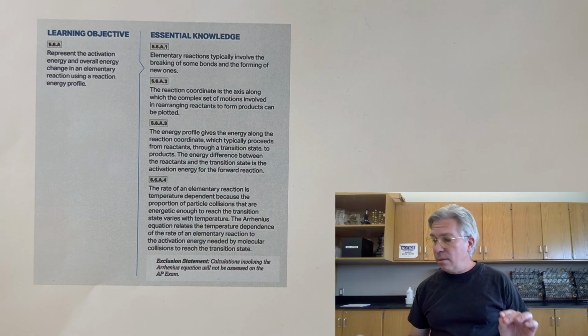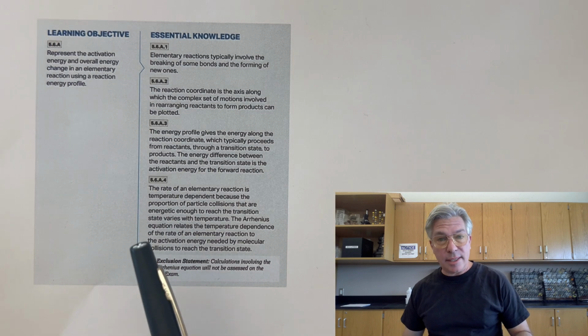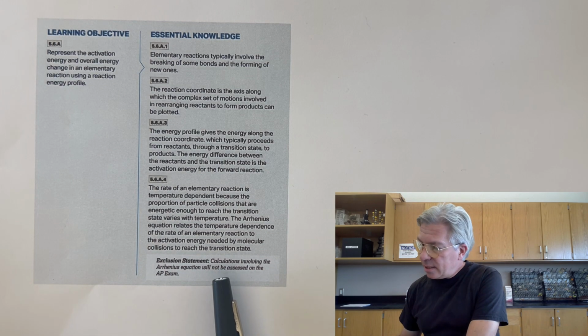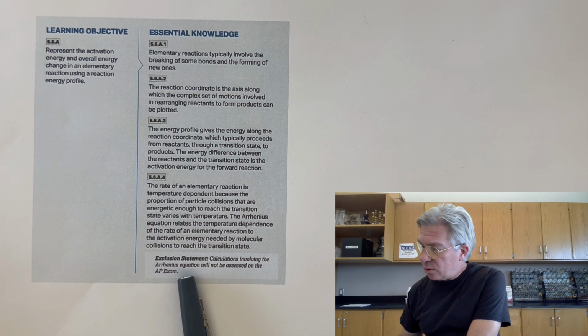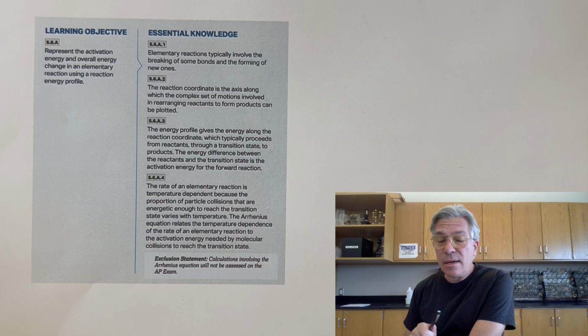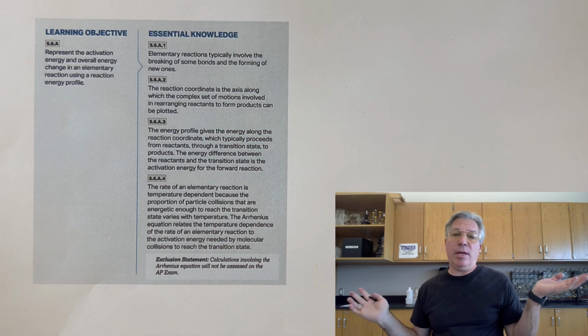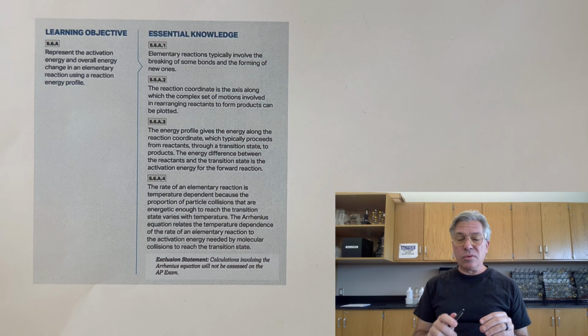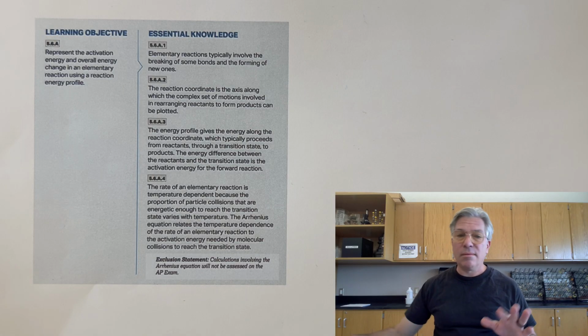I just want to note, before we get into the problems at the end of the video here, that there is an exclusion statement. It says calculations involving the Arrhenius equation will not be assessed on the AP exam. It used to be, but now it's not anymore. So you might be thinking, well, great, why do I have to worry about this? Well, the concept is going to be on the exam. The actual calculation using that equation, not on the exam. So just to point that out.